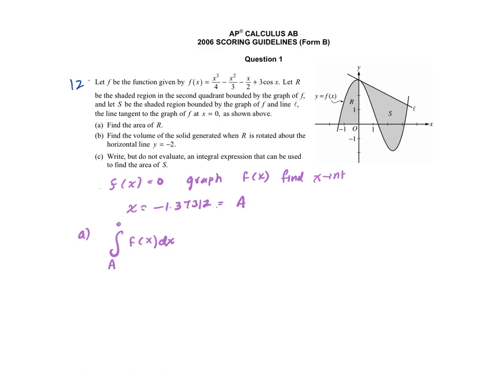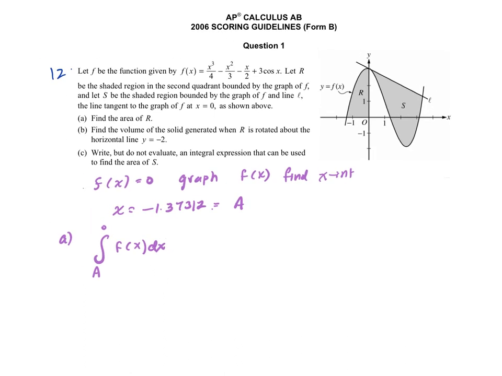Okay, again, I really encourage you to use the f of x or g of x if they give that to you in place of the function. Okay, so we're going to get about 2.903. So that's part A.